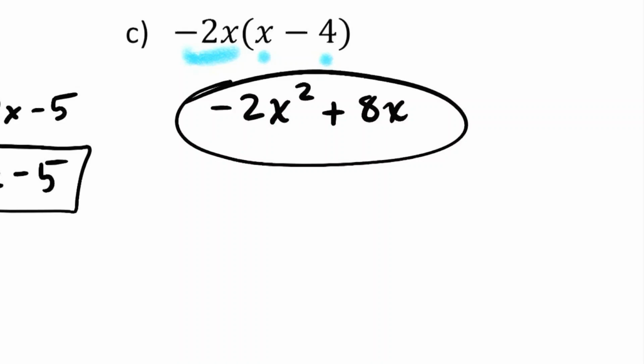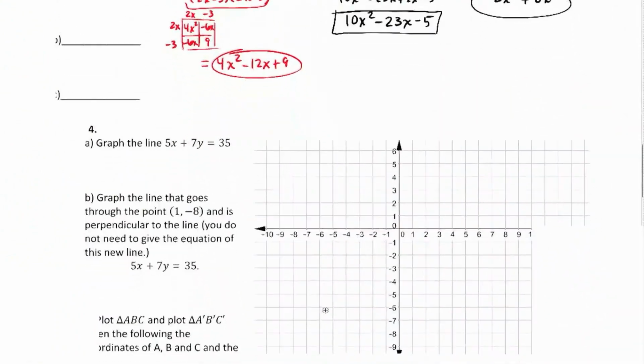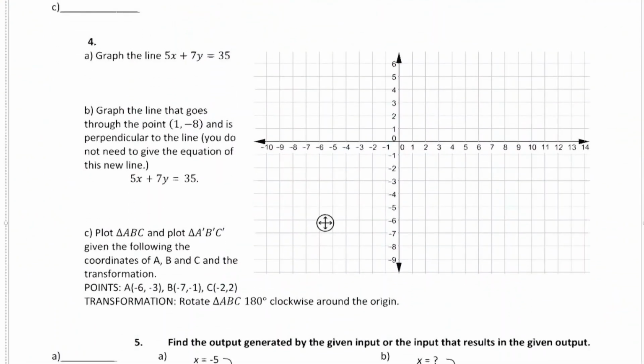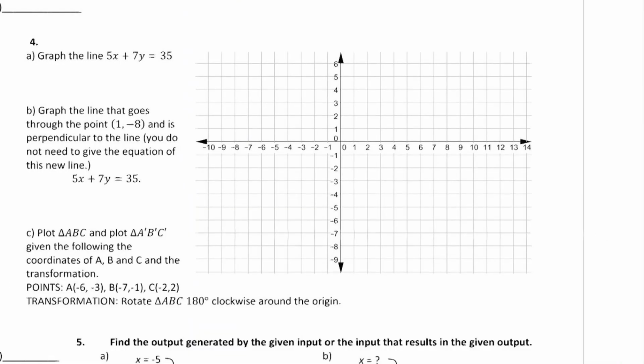All right, let's move on to question number 4. 4 has a graph. Ooh, okay. And we are asked to, don't need a keyboard, sorry, Klaus. We're asked to, first of all, graph the line 5x minus 7y equals 35. Well, that's in a nice format if I want to graph by finding the x-intercept and the y-intercept.